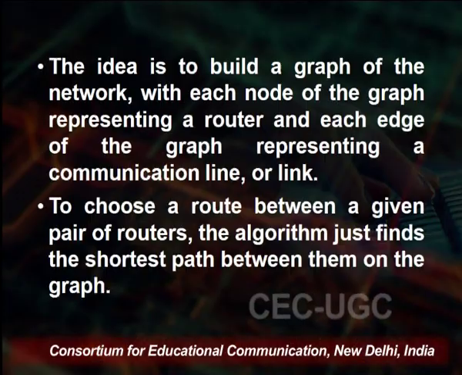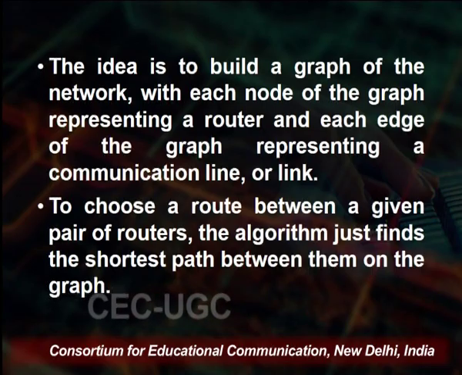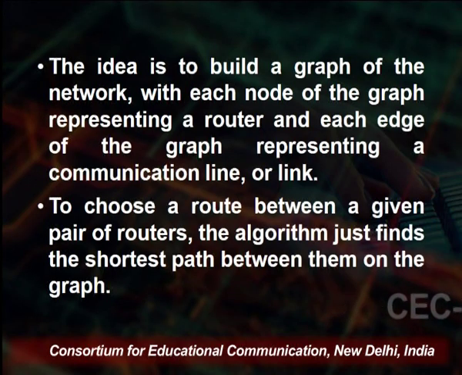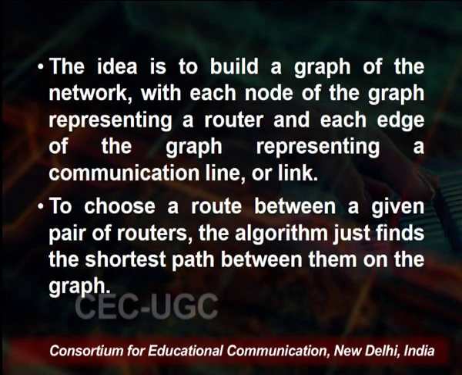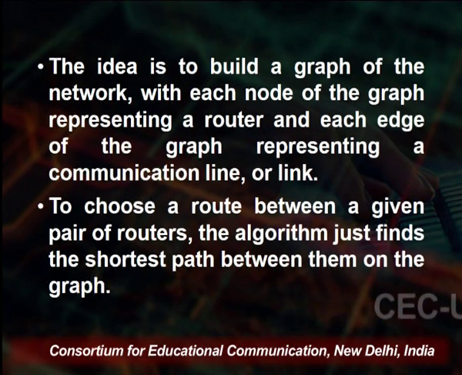So, how is a router going to find that optimal path? In order to find that path, the idea is to build a graph of the network. A graph, as a structure, has edges and nodes, where each node of the graph represents a router and each edge represents a communication link, a link through which the data can be transferred.